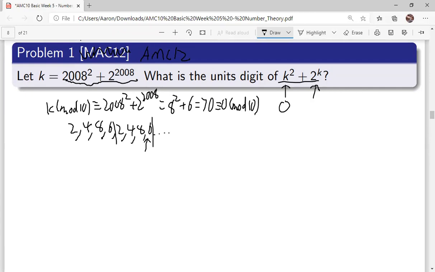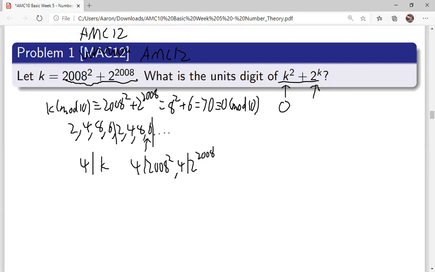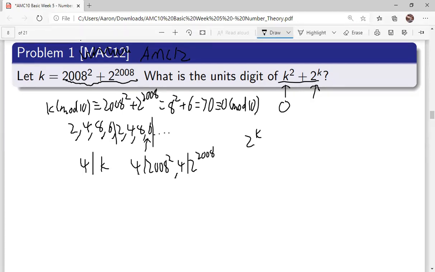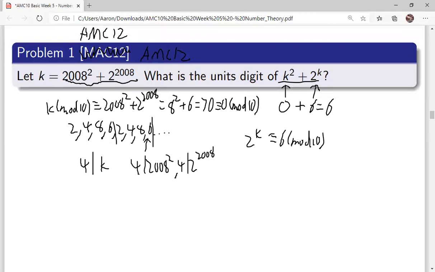Now we can easily see that 4 divides k because 4 divides 2008 squared and 4 divides 2 to the 2008. So then 2 to the k is just congruent to 6 mod 10. So the unit digit of 2 to the k is 6. When you add these up, you get that the unit digit of k squared plus 2 to the k is 6. All right, so are there any questions?